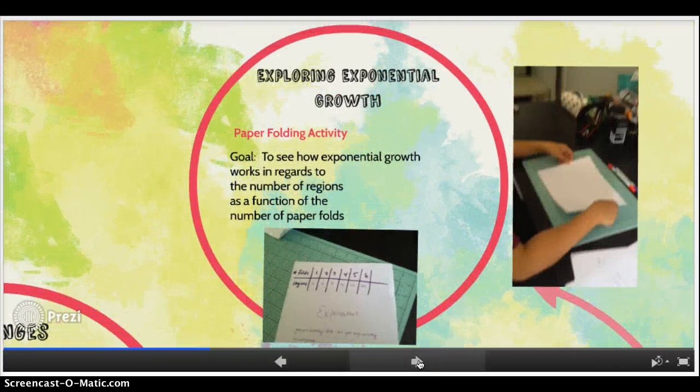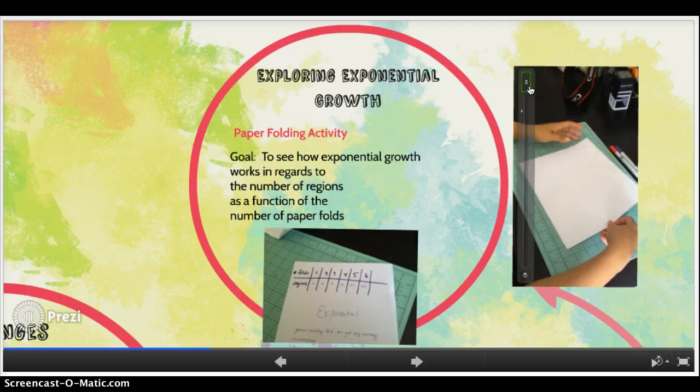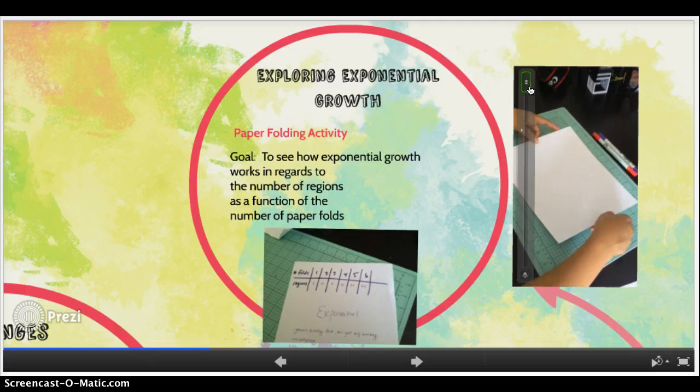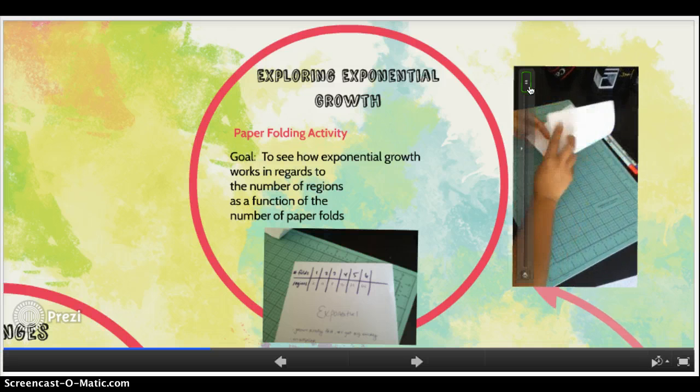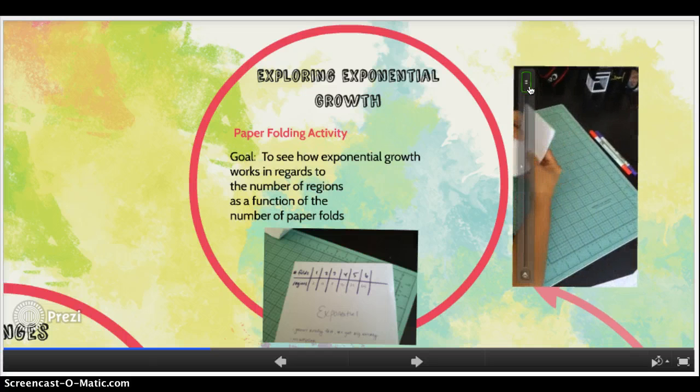Exploring exponential growth, we did a paper folding activity before we even mentioned the term exponential growth. We did this activity to show the growth of an exponential function. Now we finished our KWL, the K part of what we know, and we're going to go into a paper folding activity. My wife is going to fold paper, and we're going to use this activity to see how exponential growth and exponential functions really work.